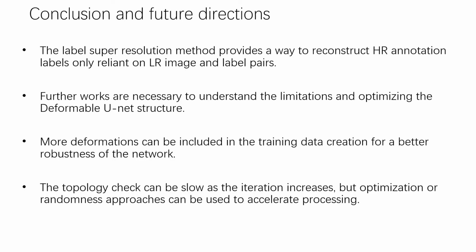Finally, as for the conclusion, the label super resolution method provides a way to reconstruct the high-resolution labels, only relying on low-resolution image and label pairs. Further work is necessary to understand the limitations and optimize the deformable U-net structure. Also, more deformations can be included in the training data creation process for better robustness of the network. Finally, the topology check can sometimes be very slow as the iteration increases. However, optimization or randomness approaches can be used to accelerate this processing.